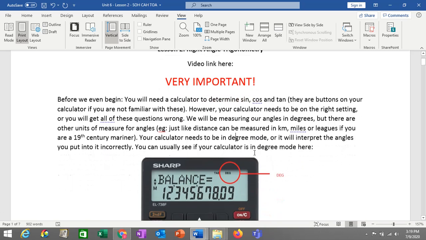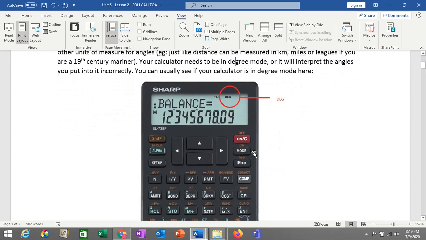So how do you know if your calculator is in degree mode? I'm going to show you two different ways. Every calculator is different, so it's a little hard to generalize, but generally you'll see DEG on the top somewhere if it's in degrees. You'll see RAD if it's in radians, or GRAD if it's in g-radians. So you want this to be in degrees.